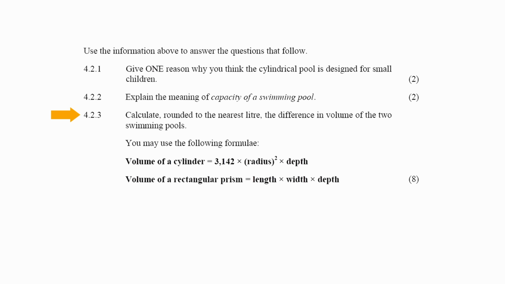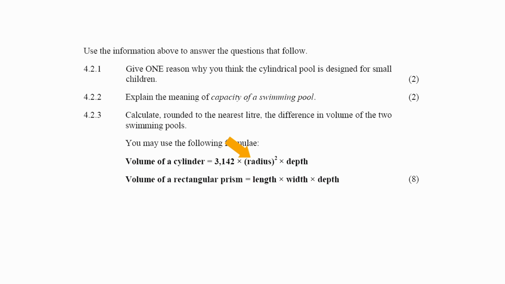In question 4.2.3, you have to calculate, rounded to the nearest liter, the difference in volume of the two swimming pools. You may use the following formulae. Volume of a cylinder equals 3,142 times the radius squared times the depth. And the volume of a rectangular prism equals the length times the width times the depth. We can start by calculating the volume of the cylindrical pool.